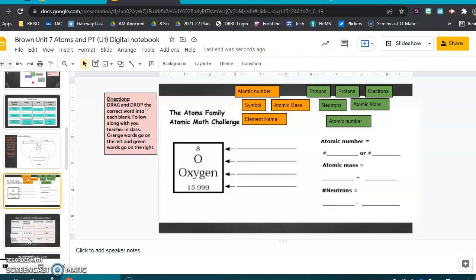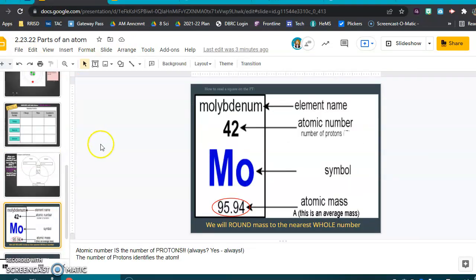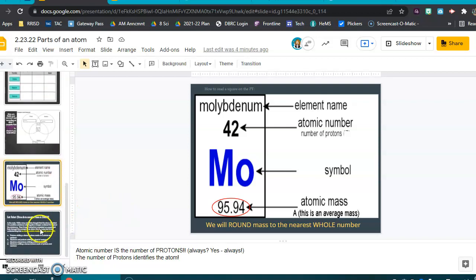We're going to do this one tomorrow. So we finished this one here in our slides. And we talked about this: the number of protons is the thing that identifies the element. So we know molybdenum has 42 protons. Okay? So that's kind of cool to know. So here is our exit ticket.